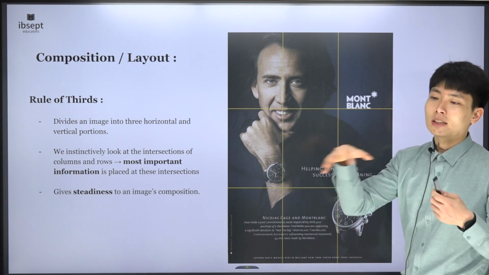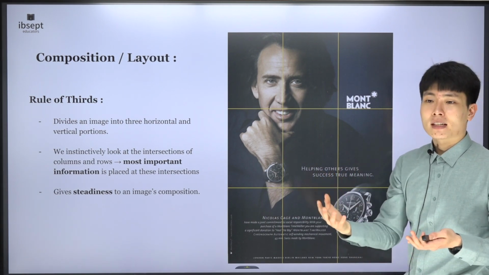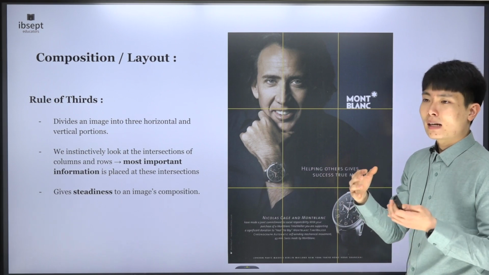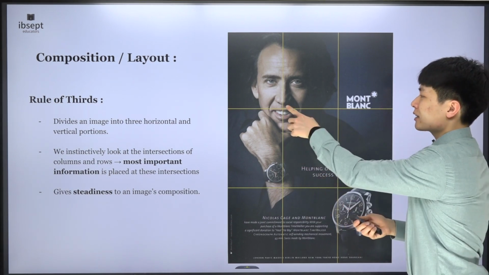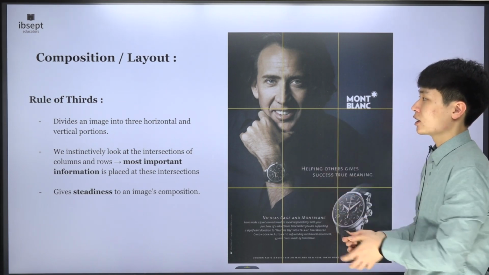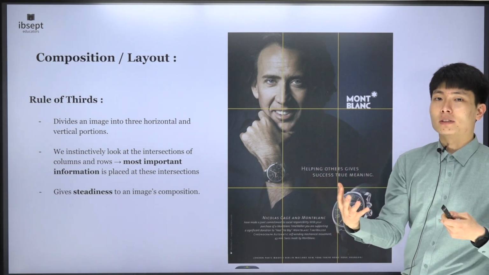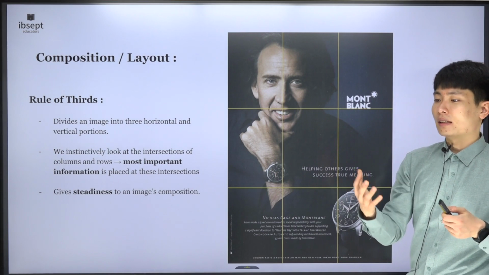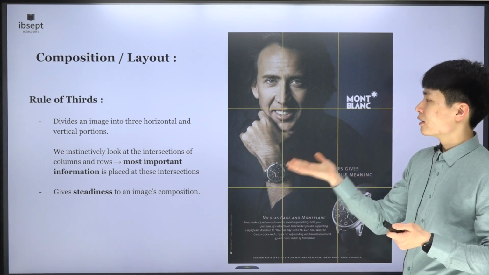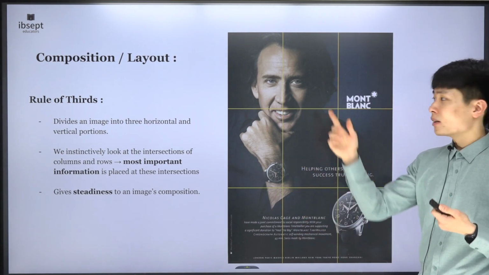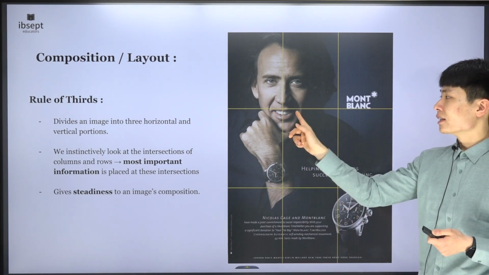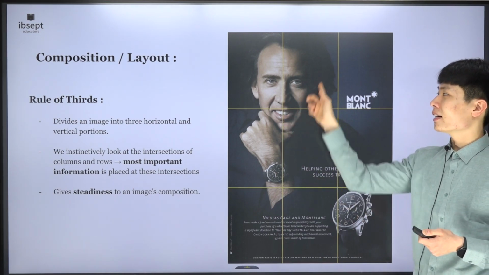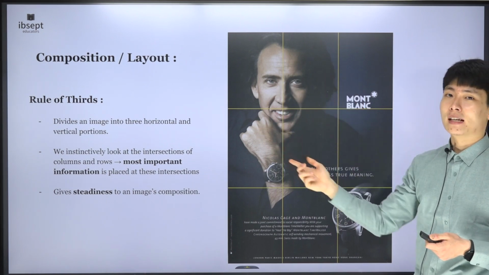If you reverse engineer that idea, advertisements would want to position their most important information at or near those intersections in order to get viewers' attention as effectively as possible. So let's look at this Mont Blanc ad. Look at those intersections. You can see that here we have the smile of this model.